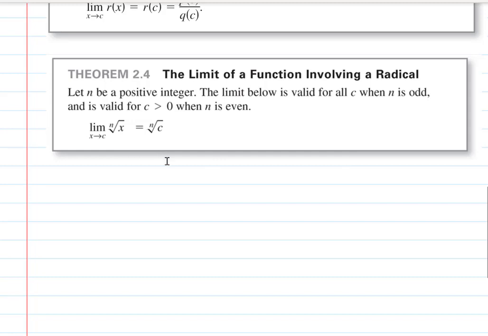So the limit here is going to be valid for all c, this limit point, when n is odd, because we're able to compute that root without having complex or imaginary numbers. But when we have n even, an even root here, then that's only going to work when c is greater than 0, so it's positive, so that way we're able to get a real limit. Because remember, the limit is a real number if it does exist. So with those restrictions, everything is going to be a direct substitution as well.